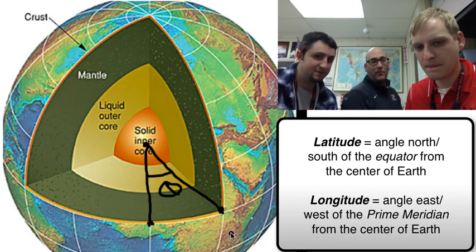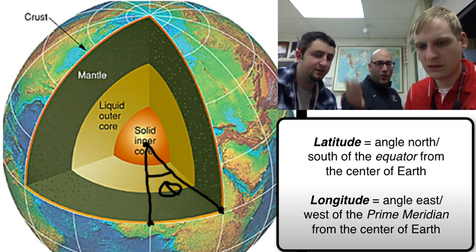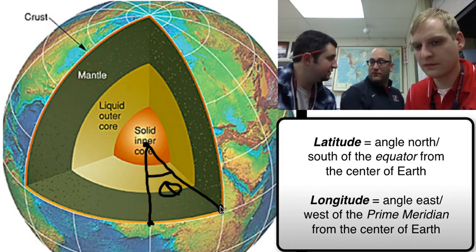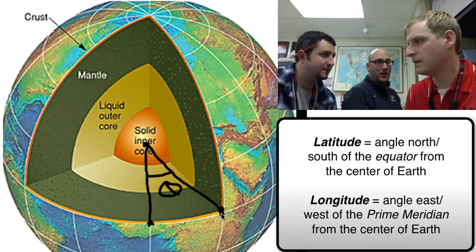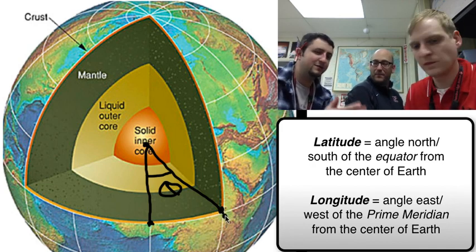Because when I look at that globe, I see lines that go side to side, and you're telling me those lines measure north and south. And I see lines that go up and down, and you're telling me those lines go east and west. This can be really confusing. You take an easy thing, and when you break it down, it can be really confusing. I think I might have a little bit of a solution.